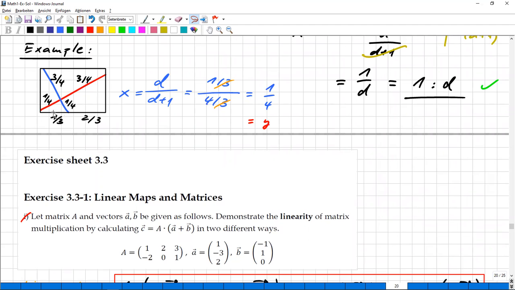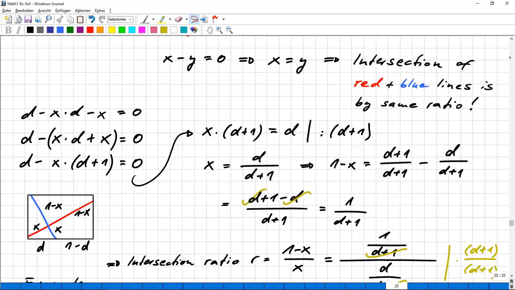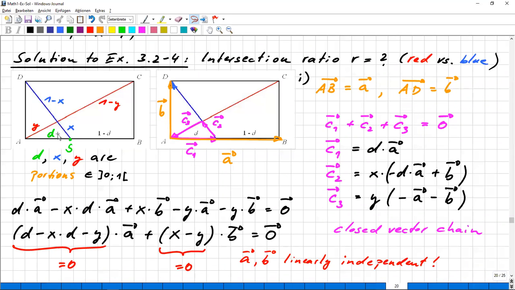So if I say D is a portion, it means that this segment is 1/3 of the whole length here, and that's true even for this picture. So you can agree with me that C1 will be 1/3 times vector A. But it need not be 1/3. It could also be 1/4, 1/5, whatever you choose for D. But it's a fact.